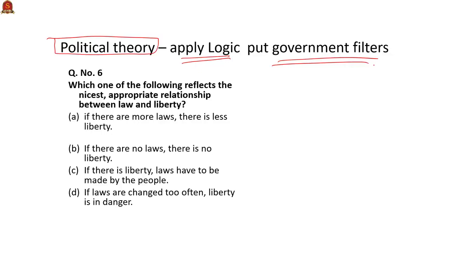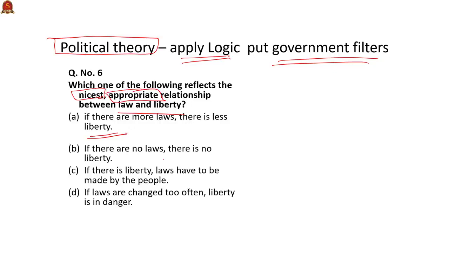Now, the first statement, let us see. If there are more laws, there is less liberty. It may appear to be correct, but see the keywords: nicest and appropriate relationship between law and liberty. Sometimes, in order to ensure liberty, we have to create law. For example, to ensure freedom of press, freedom of speech and expression and other things, we need law. So let us keep it on hold. It cannot be the most appropriate.